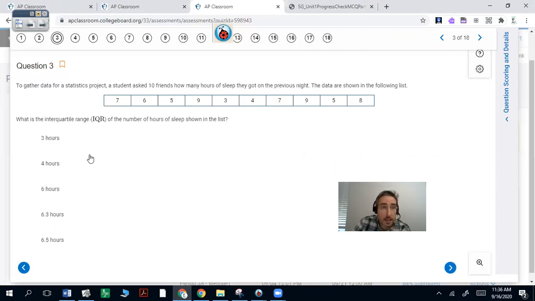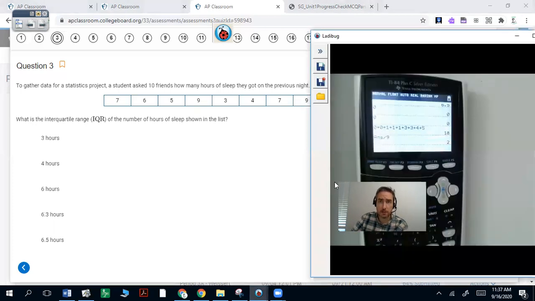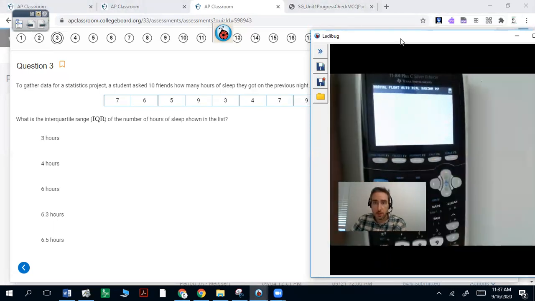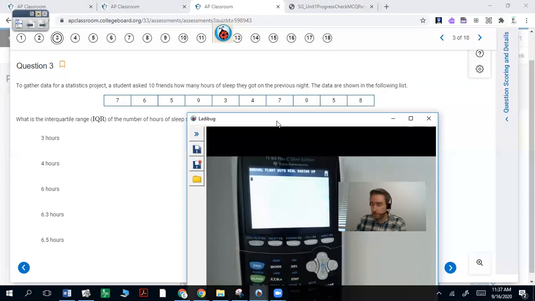Okay, number 3, the data for a stats project. A student asked 10 friends how many hours of sleep they got on the previous night. The data are shown in the following list. What's the IQR of the number of hours of sleep shown in the list? These are all out of order, so let's do a refresh on how to do this in your stat menu so you can get your quartiles. So we have 7, 6, 5.